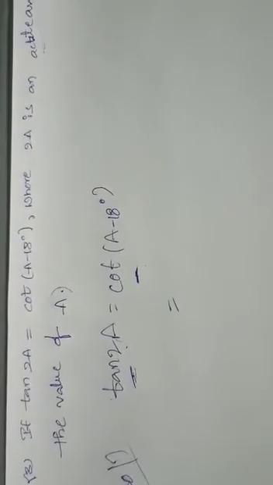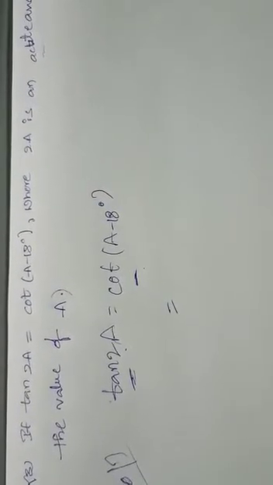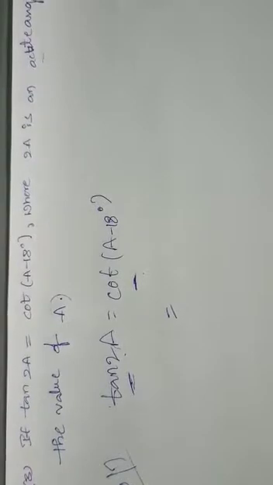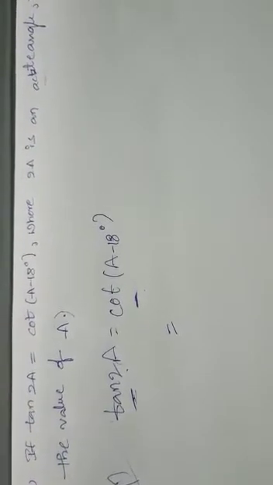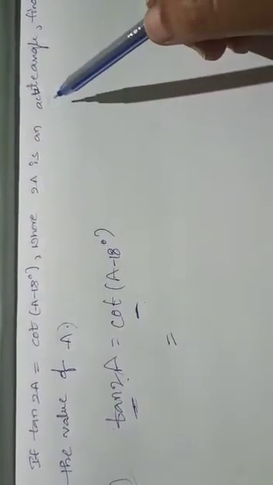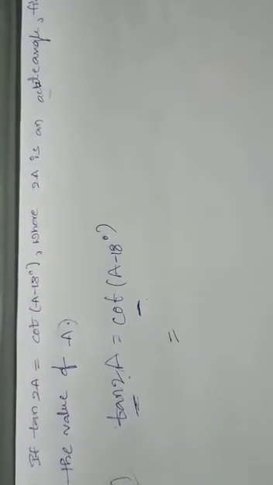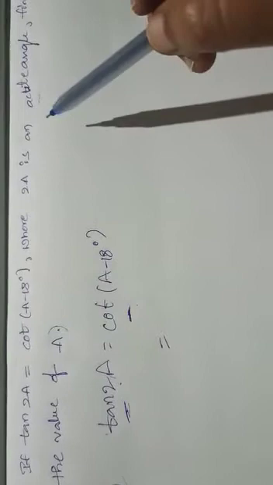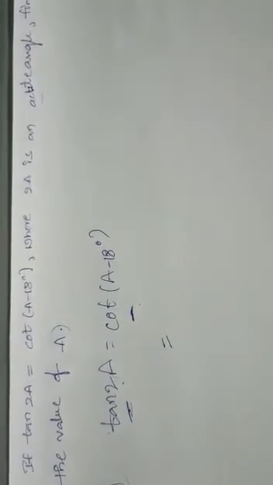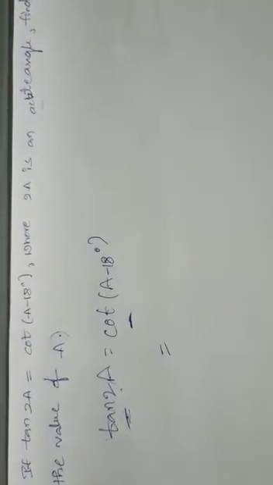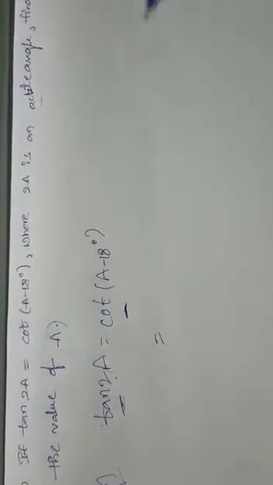Next example, if tan 2a equals cot(a minus 18 degrees), where 2a is an acute angle. Here 2a is an acute angle, it means 2a is less than 90 degrees. An acute angle means the angle should be less than 90 degrees. Here we have to find the value of a.